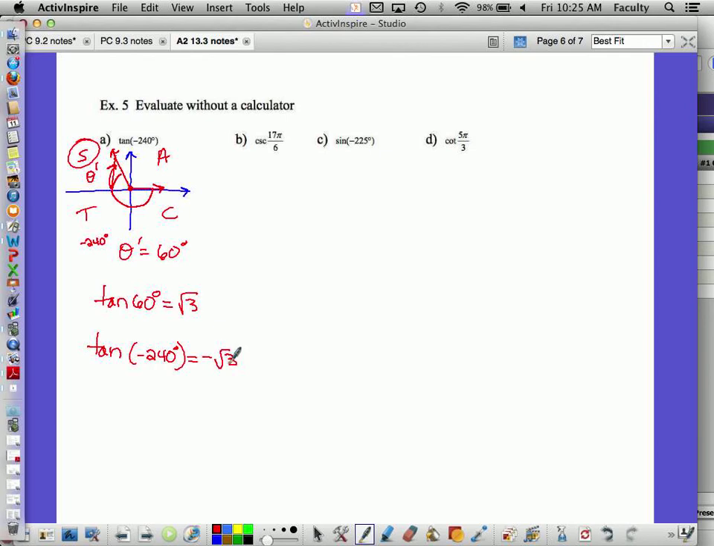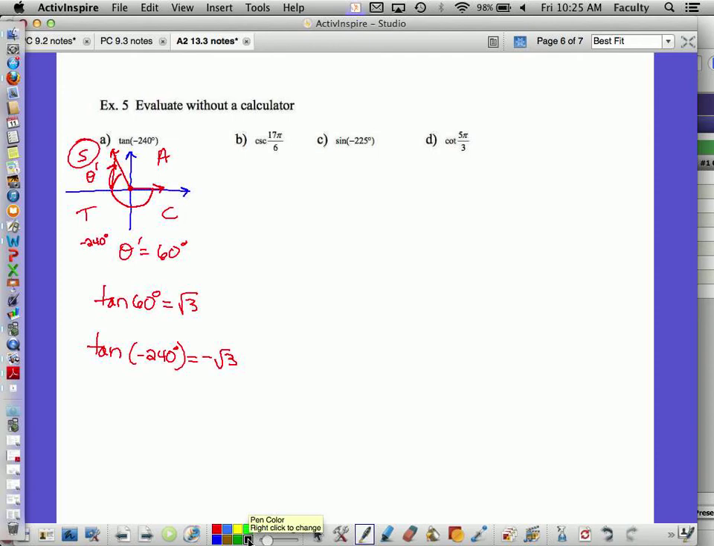So what we did in the previous section is we were doing all the trig functions of pi over 3, pi over 4, pi over 6. We can now move it anywhere around the unit circle and find the trig values, okay? So let's try the next one. 17 pi over 6. Yikes.